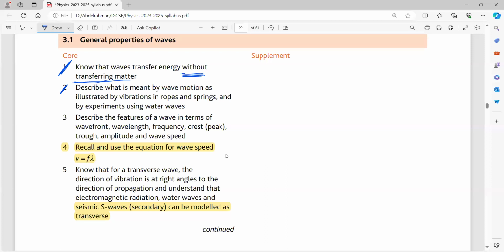We know some of the features. We know what a wavefront, wavelength, frequency, crests, troughs, amplitude, and speed are. And we can calculate the speed. Speed equals wavelength times frequency.